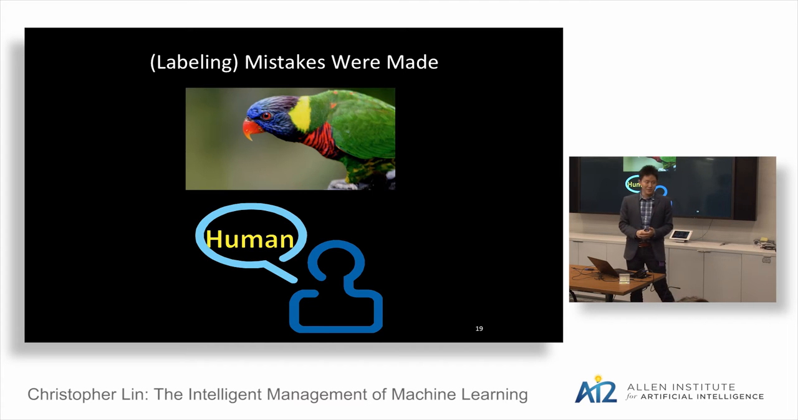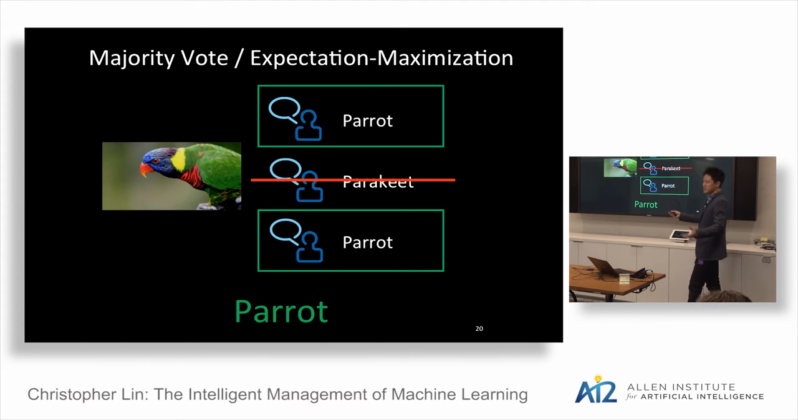So there are three universal certainties in life: death, taxes, and crowd worker mistakes. Workers will label training data incorrectly, right? No matter what you do, they're always going to do it. So when people crowdsource their training data, what do they typically do? They ask multiple workers for labels, and then they use some sort of aggregation method, like majority vote or expectation maximization, to figure out what the correct label is given the multiple noisy ones, right?